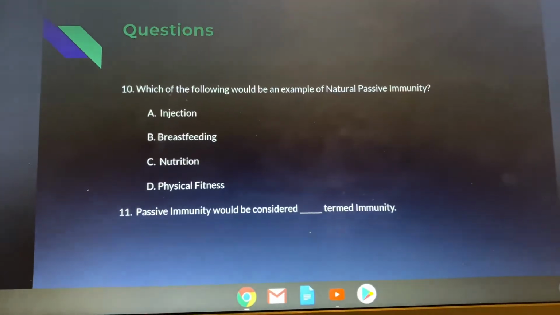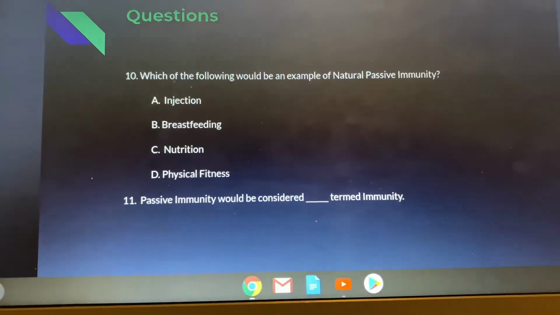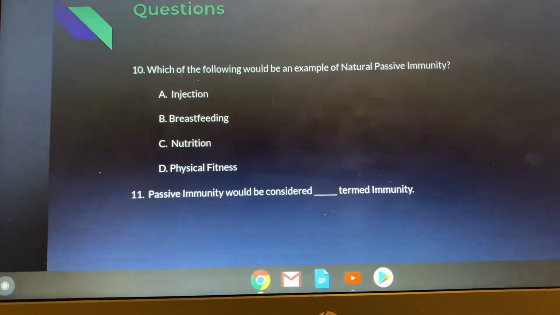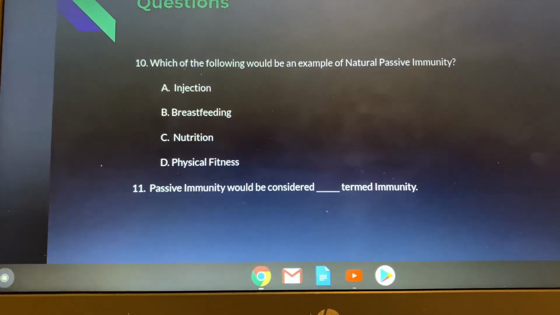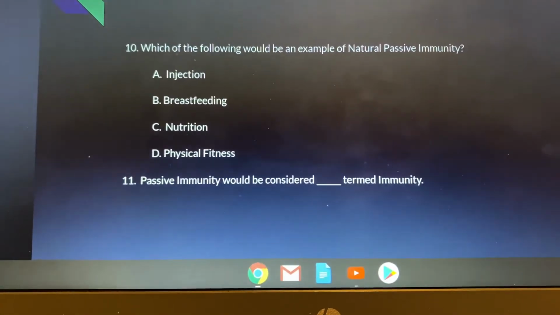Number 10, which of the following would be an example of natural passive immunity? A being injections, B being breastfeeding, C being nutrition, D being physical fitness. 11. Passive immunity would be considered blank-term immunity.